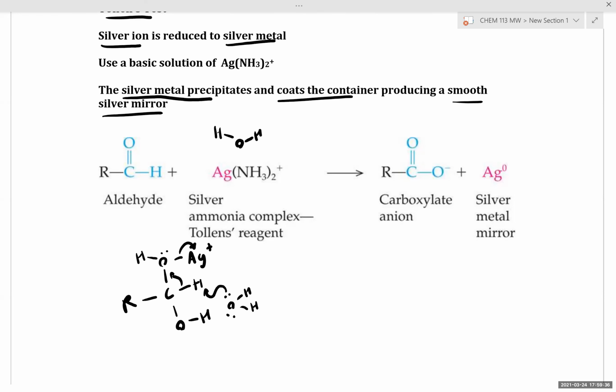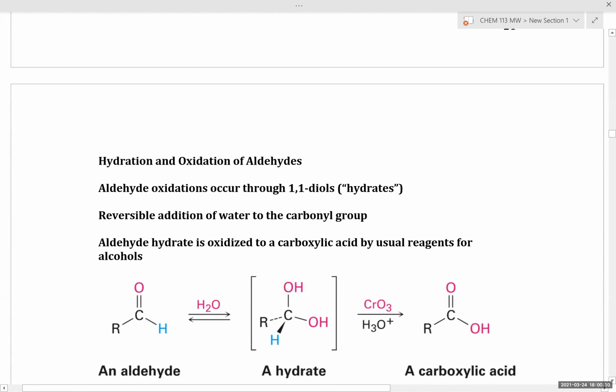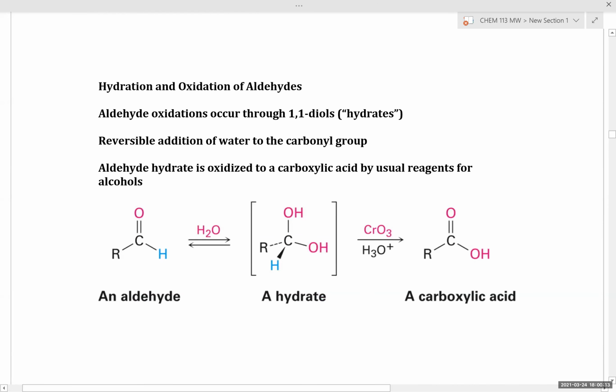But I want you to get this idea that in oxidation, water can serve as our ambient source of oxygen atoms, while the silver helps facilitate loss of a hydride equivalent. And that's why silver is reduced in this case. Did that answer your question? Perfect. Okay. So, on this note, let's talk about hydration and oxidation of aldehydes.